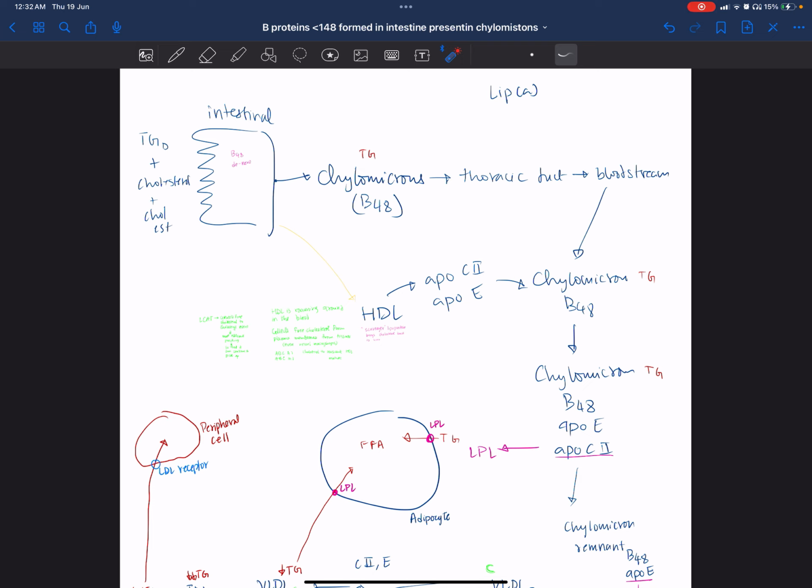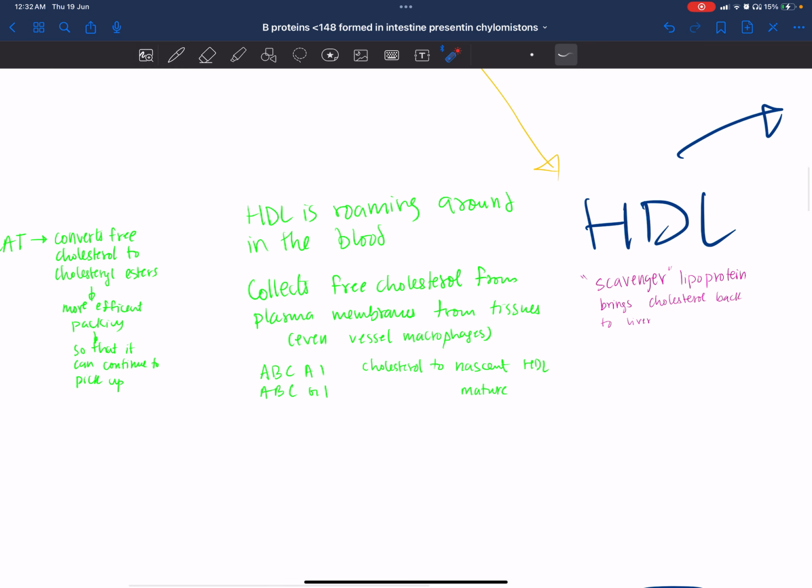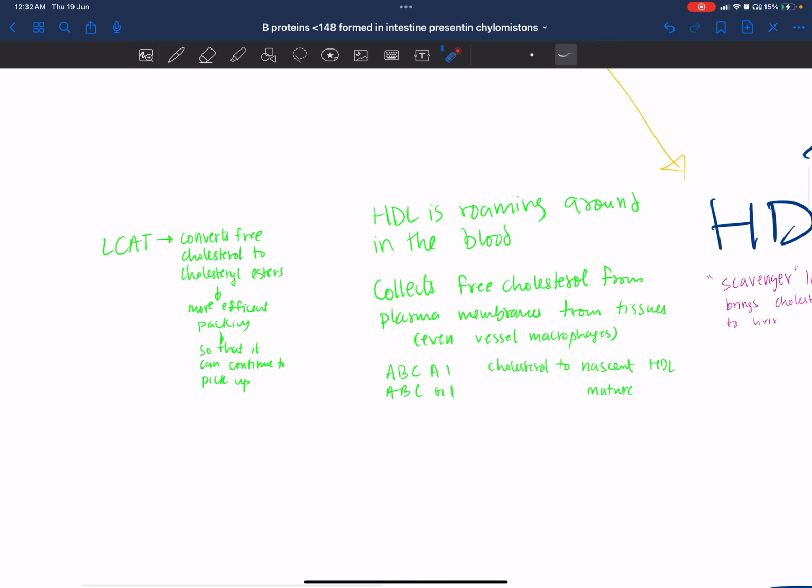What does the HDL want to do? It's good cholesterol, but it's not really cholesterol. It's something that wants to take up a lot of cholesterol from everywhere in the body. It just runs through the body. Wherever it sees cholesterol, it will pick up the free cholesterol from the plasma membranes of the tissues, even from the vessel macrophages. It's a good thing. Now, these two receptors are there, A1 and then G1. A1 is for taking up the cholesterol into a very new nascent HDL, and G1 into a mature one.